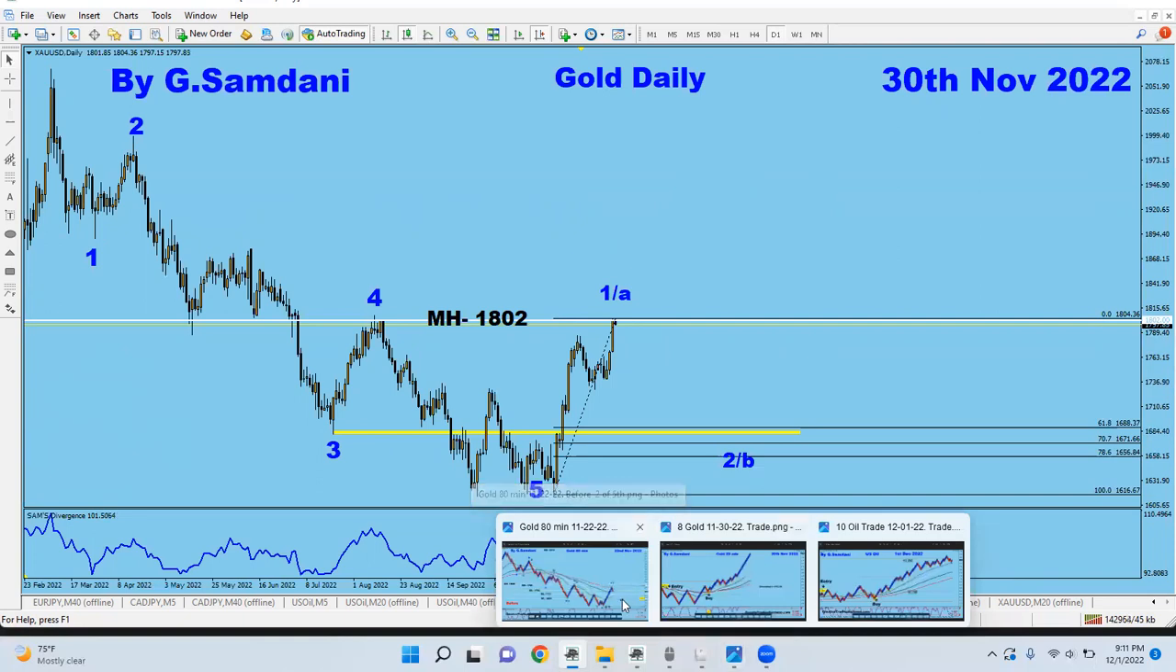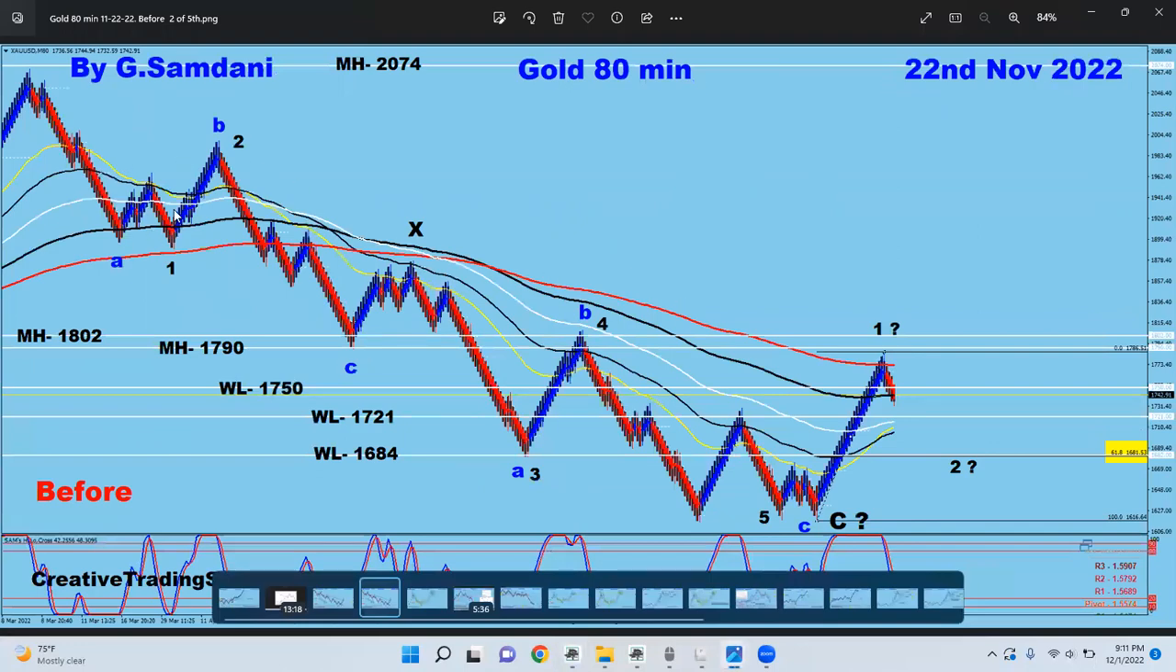I also had an 80-minute chart way before I made it, with the blue count as A, B, C, X, A, B, C correction, or 1, 2, 3, 4, 5 as a wave C of a correction, the finish. So I said, okay, we're going to go up for wave 1 somewhere here, and then drop for wave 2. I already marked here that the bottom line was 1790 and the top was 1802. This chart I made on the 22nd of November.